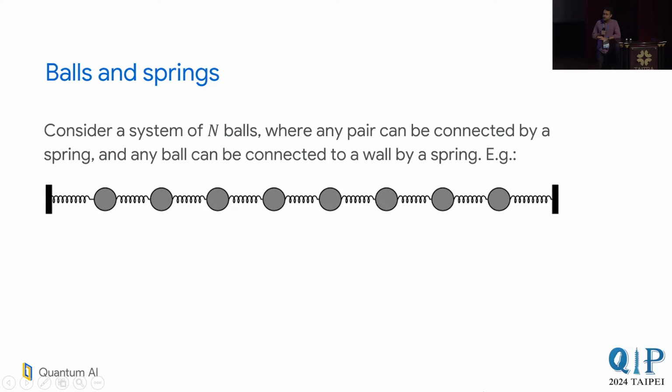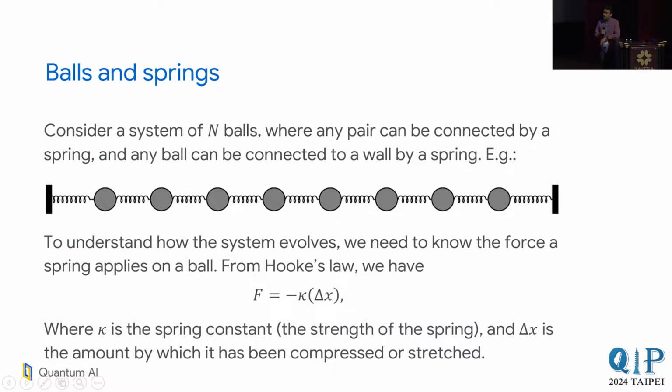So I want to consider a system with a bunch of balls, let's say capital N balls. And between any pair of balls, I'm going to allow potentially a spring. So this is just one example of 8 balls connected by springs. And I'm also going to allow walls. So balls can also be connected to walls by springs. Like in this picture, there's two walls, one on the left, one on the right. And I need to tell you how the system evolves with time.